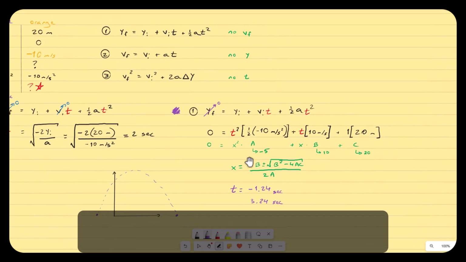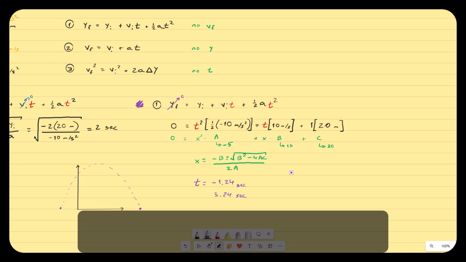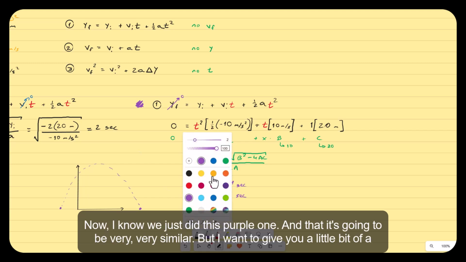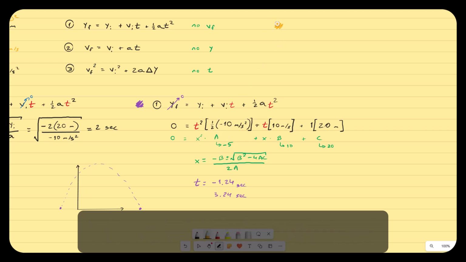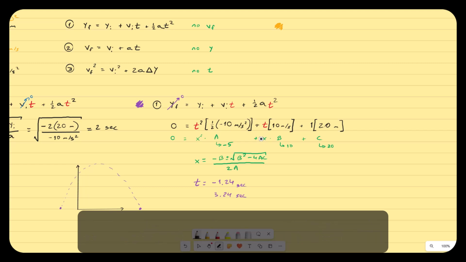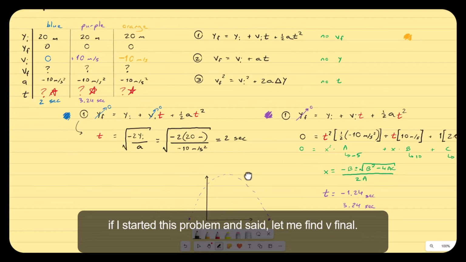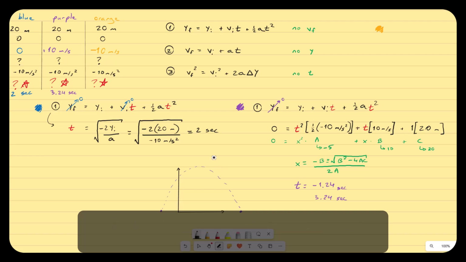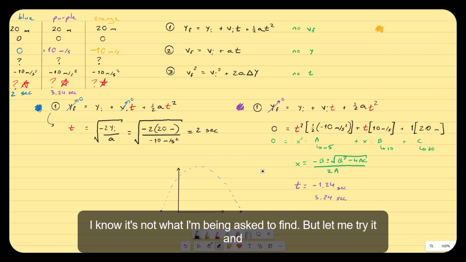Last one, orange ball. Now I know we just did this purple one, and that it's going to be very, very similar, but I want to give you a little bit of a different approach. For the purple one, I used equation 1, and I got to a point where it was a quadratic. I had to use equation 1 because I didn't have v final. If I had v final, then I could use equation 2. So what if I started this problem and said, let me find v final? I know it's not what I'm being asked to find, but let me try it.